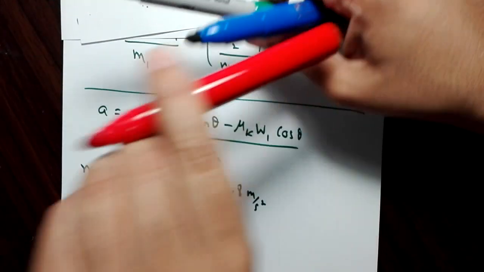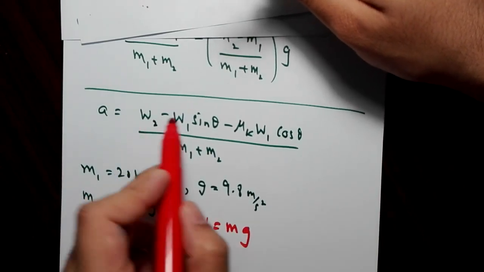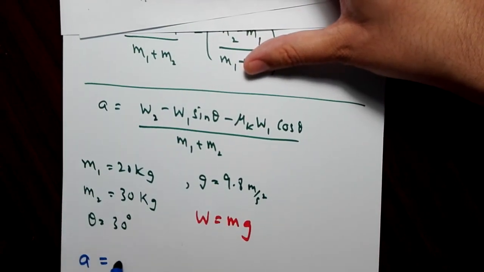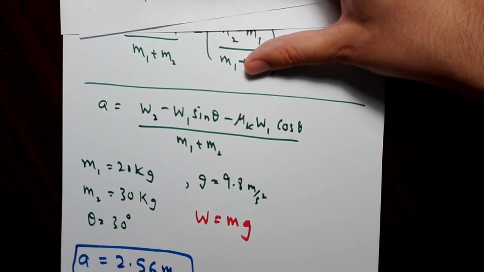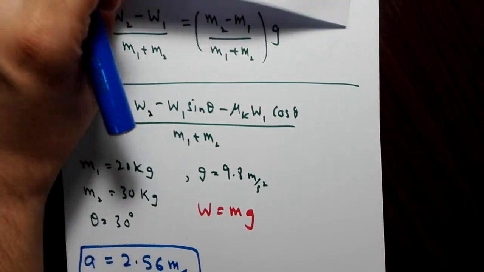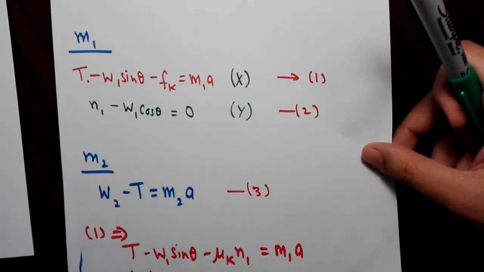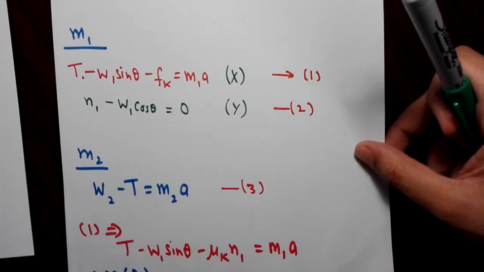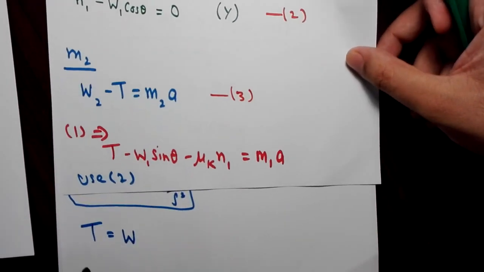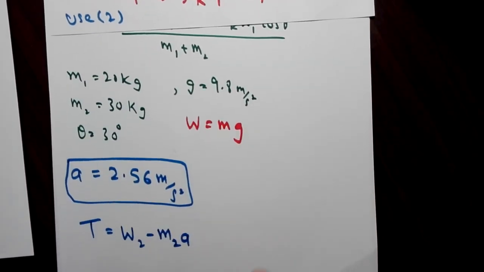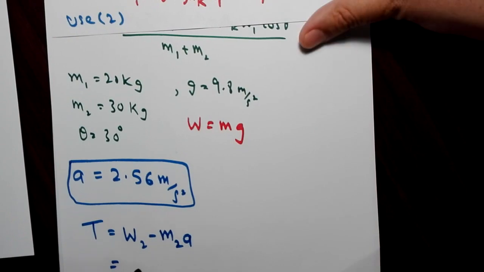Remember that w is equal to mg. You can plug in all these, and when you do that, you will get acceleration to be 2.56 meters per second squared for these numbers. You can also find tension using equation 3. Tension is equal to w2 minus m2 a. We now know that a is 2.56 meters per second squared. You can use your calculator to find that tension is equal to 217 newtons.